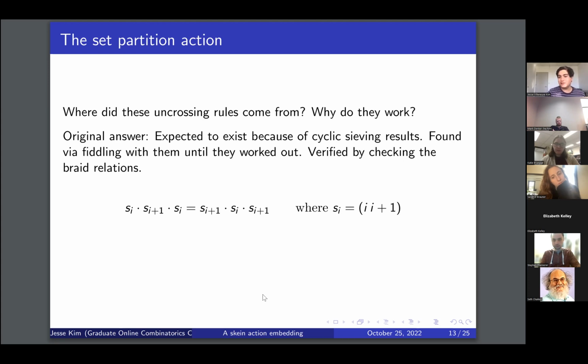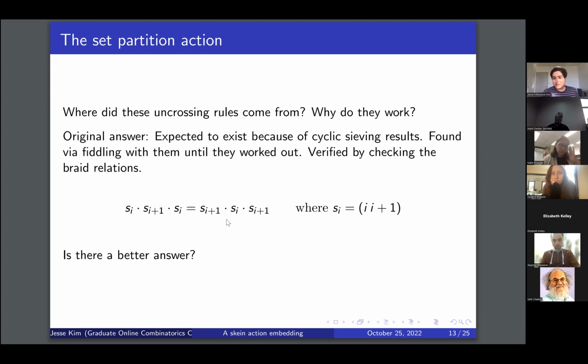In order to check that they work, what you can do is check the braid relations, as was mentioned earlier in the case for matchings. You just check that if you apply the adjacent transposition s_i, then s_{i+1}, then s_i, you get the same thing as doing it in the reverse order. Although this task is pretty extensive, there's some high number of cases in the 20s or 30s that you have to check because of various ways that you could apply these different relations one after another.